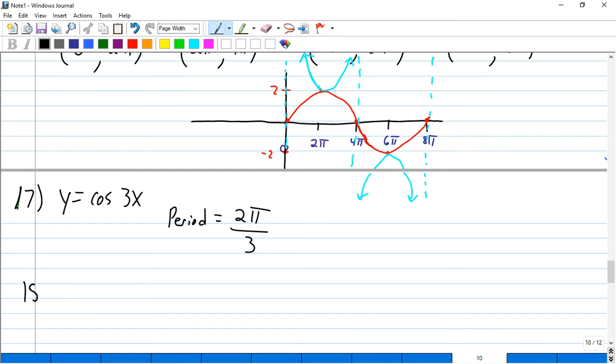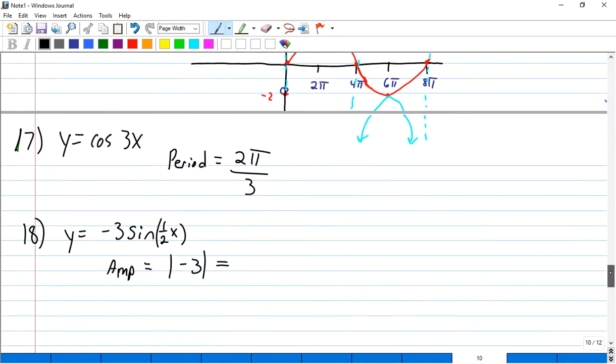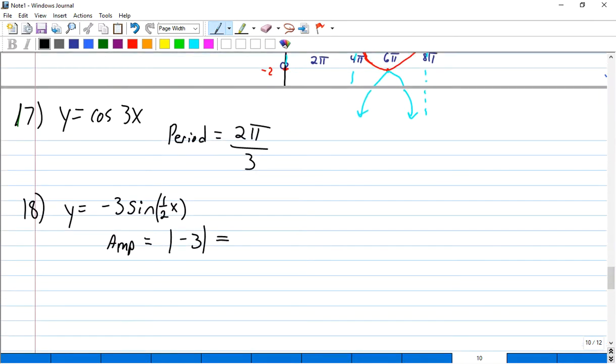Number 18 is equally as easy. It says, find the amplitude. Remember, amplitude has to do with the number in the front. So the amplitude here is going to be the absolute value of -3. So what's the absolute value of -3? 3. Alright. Ooh, we're getting into a good problem now.